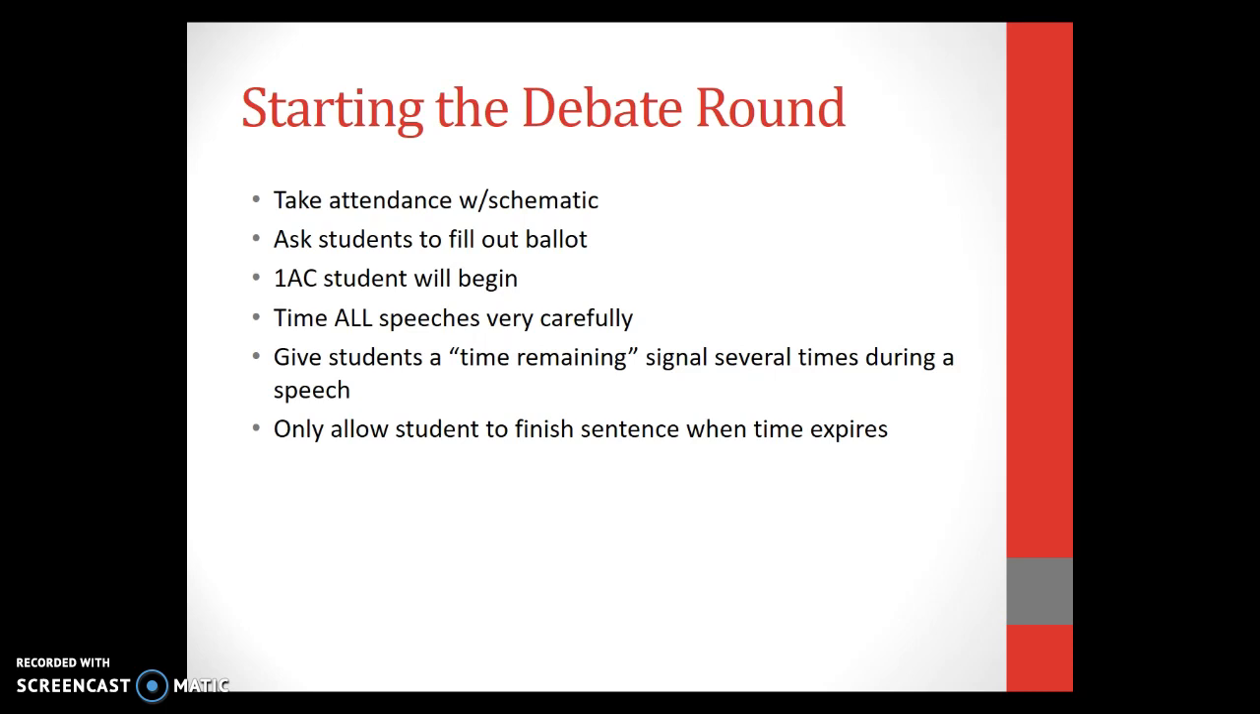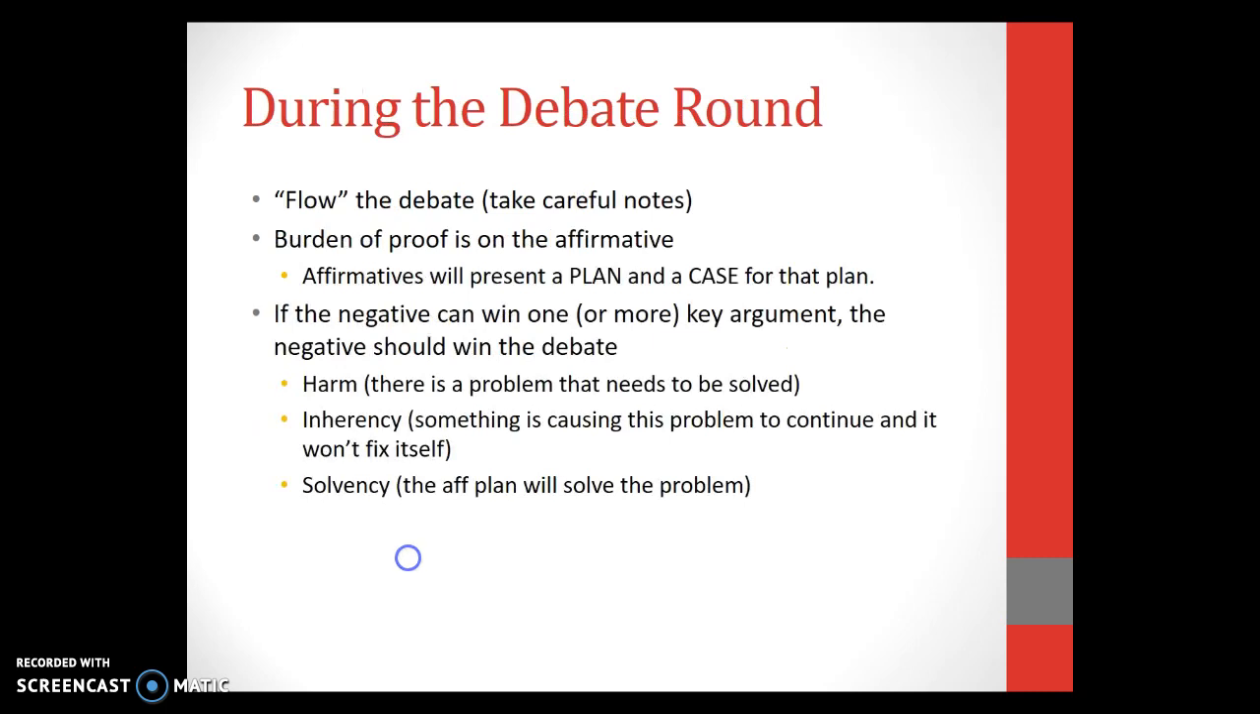When time expires, for instance, in an 8-minute speech at the 8-minute point, you can allow a student to finish the sentence they are on, but then you need to stop them. Some of these debaters will go on forever if you let them. You have to keep time and you have to stop them.